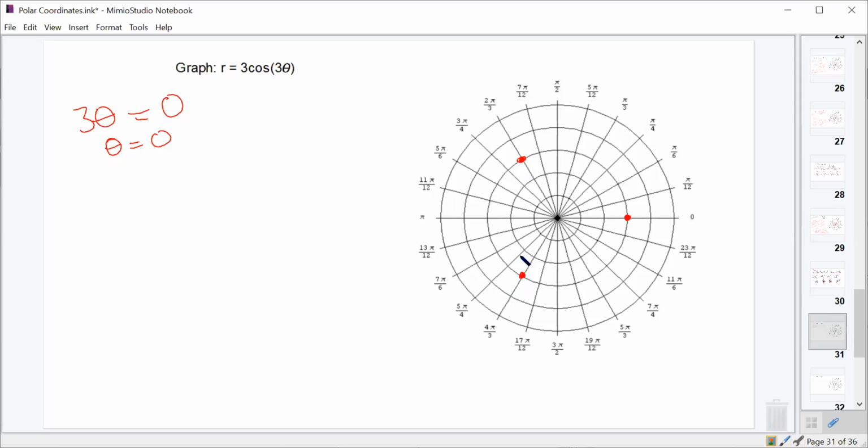Now, if we want to see just how wide these petals might be, it's sometimes nice to plug in a value or two. If I plug in pi over 12, that's 3 pi over 12 or pi over 4, which gives me 3 times root 2 over 2. What's 3 times root 2 over 2 come out to be approximately? 2.12. 2.12 sounds great. So 2.12, lots of 2.12s.